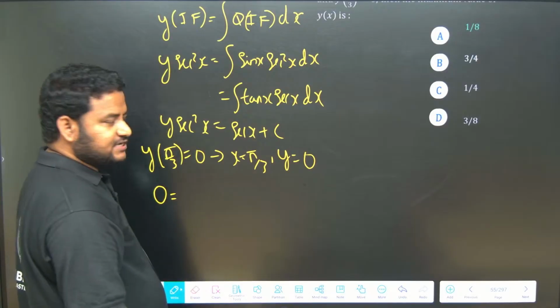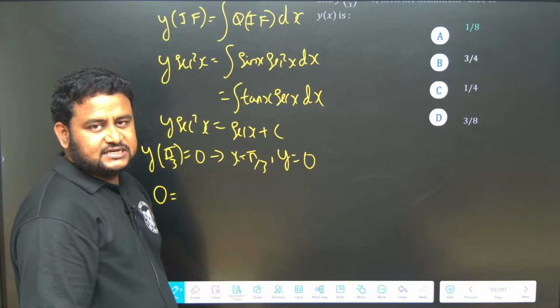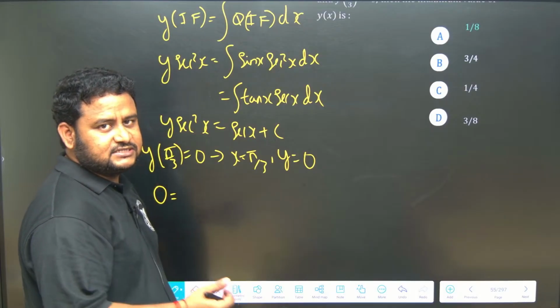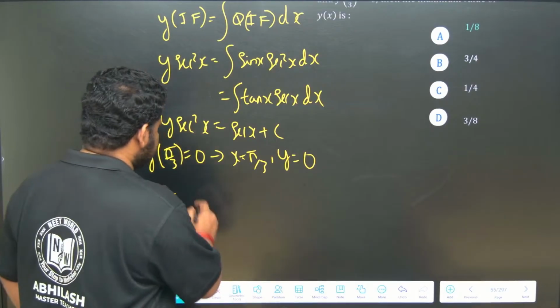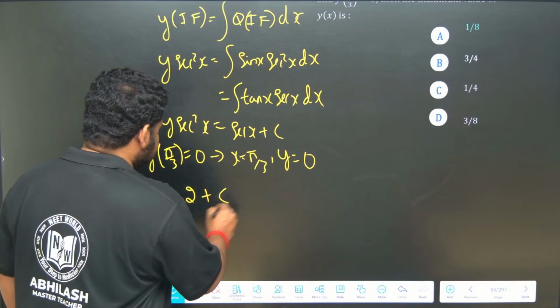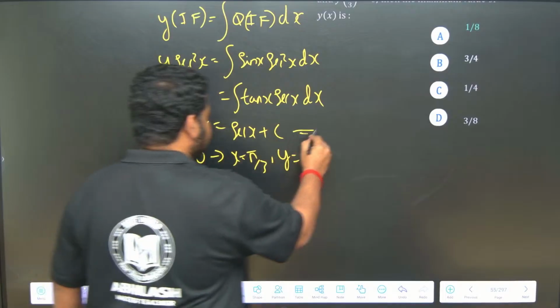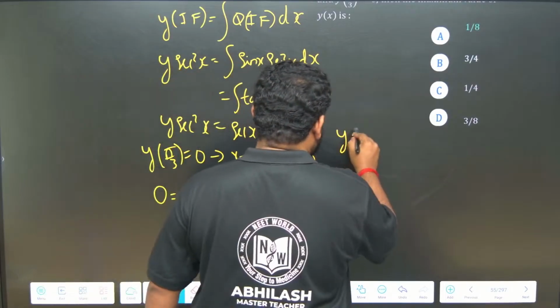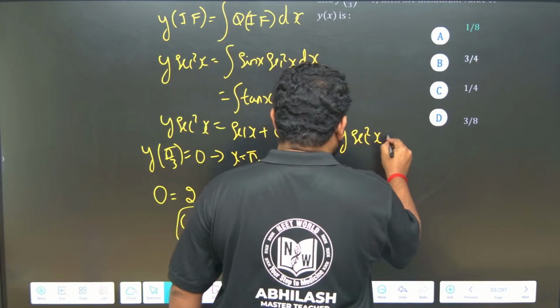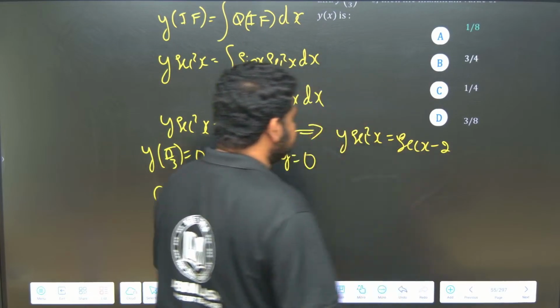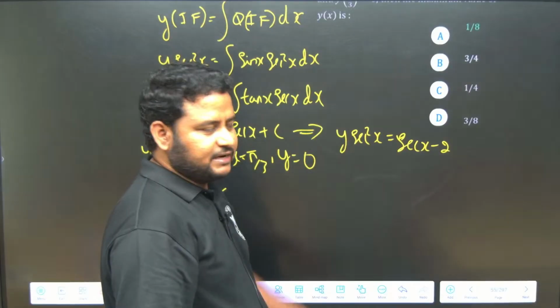Secant pi by 3. Secant pi by 3 is nothing but, cos 60 is 1 by 2, so secant 60 is 2. So this will be 2 plus c, which gives c is equal to minus 2. So this equation will become y into secant square x is equal to secant x minus 2. This is what I have.